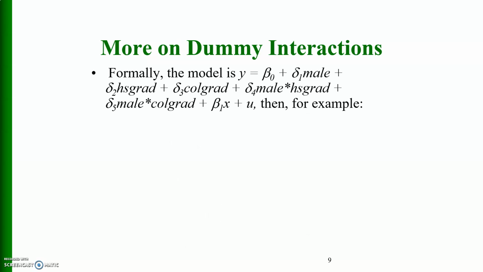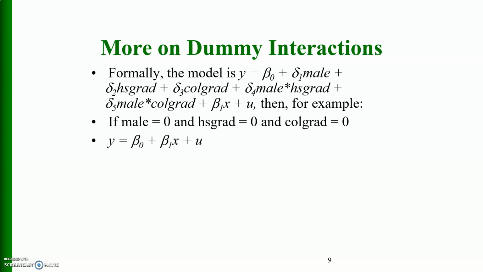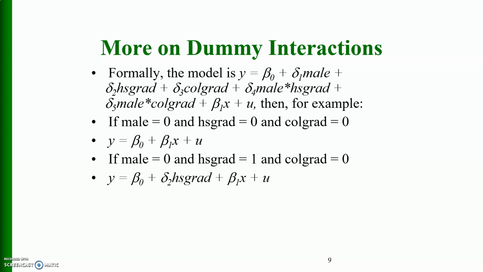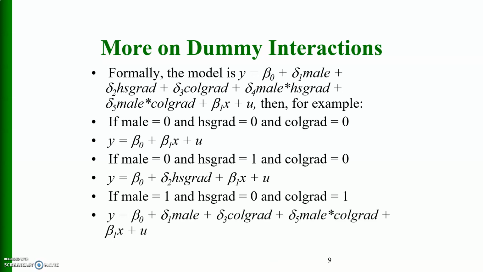And formally, the model will take this form: y is equal to beta naught plus sigma 1 male plus sigma 2 high school graduate plus sigma 3 college graduate plus sigma 4 male times high school graduate plus sigma 5 male times college graduate plus beta 1 x plus u. Then, for example, if male is equal to 0 and high school grad is equal to 0 and college grad is equal to 0, then we have this model. If the male dummy is equal to 0 and high school grad is equal to 1 and college grad is equal to 0, then the model will be of this form. If male is 1, high school grad is 0 and college grad is 1, then the model will take this form.